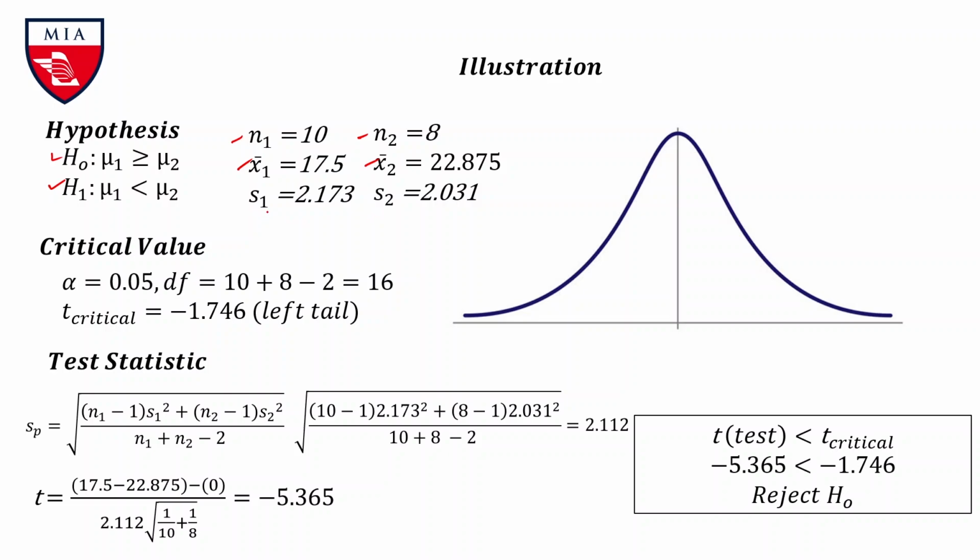our standard deviation, 2.173, and our other standard deviation, 2.031. So sir, how can we solve the mean and standard deviation of a set of data by using only our calculator? Okay, so let's have calculator techniques 101 about mean and standard deviation.